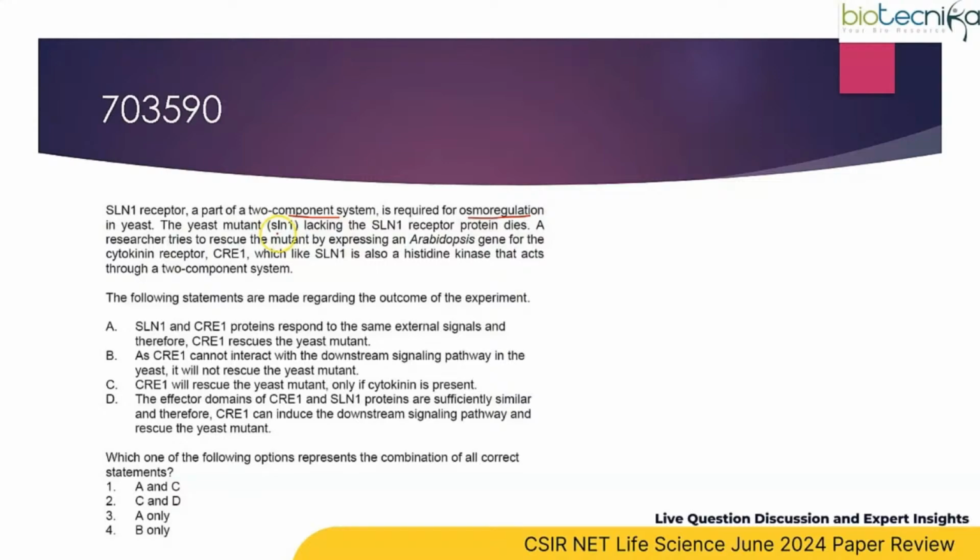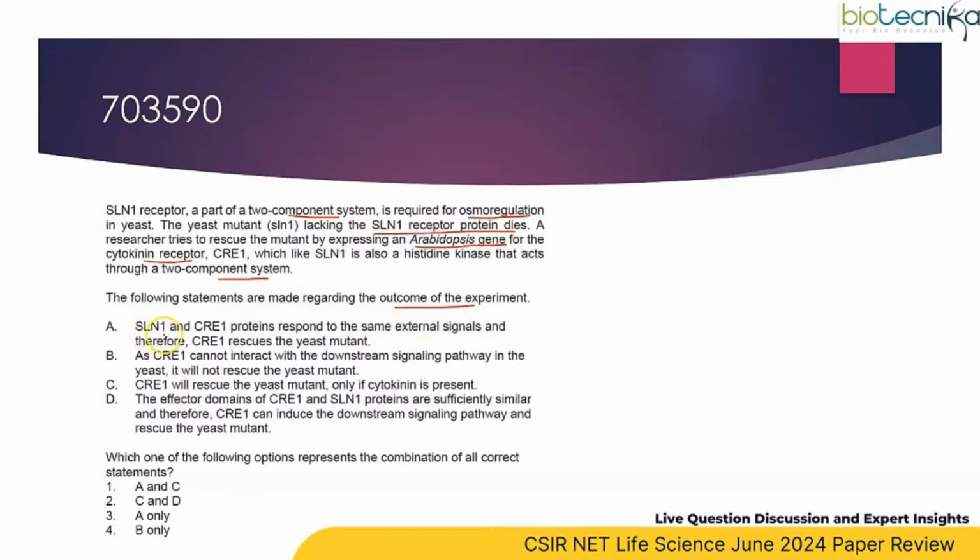The yeast mutant lacking the SLN1 receptor protein dies. A researcher tries to rescue the mutant by expressing an Arabidopsis gene for the cytokinin receptor CRE1, which, like SLN1, is also a histidine kinase that acts through a two-component system. The following statements are made regarding the outcome of the experiment.